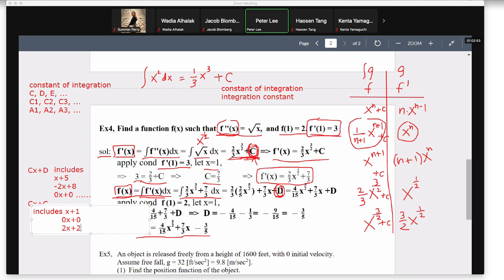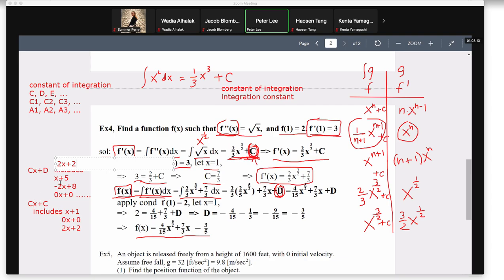2X and then plus 2. Even though C is arbitrary, C can be any number, this C and that C are exactly the same. Of course, CX plus D also includes 2X plus 2 as well. C could be D, but in this case, C and D are both free independently.